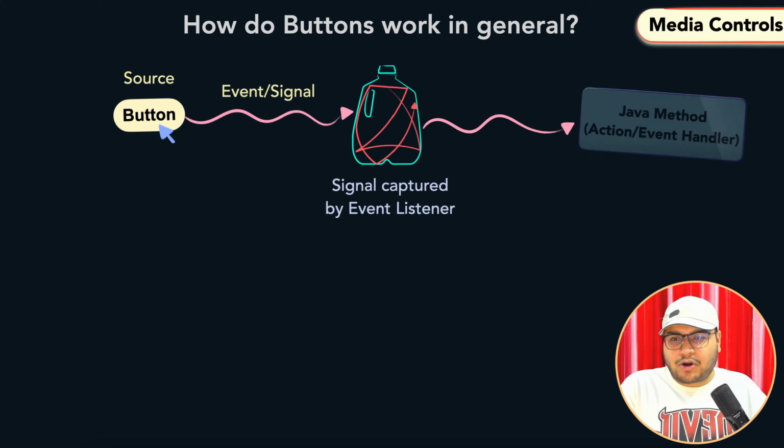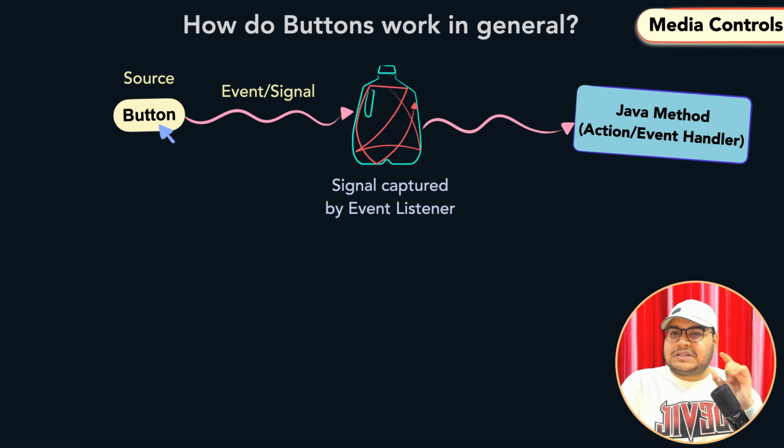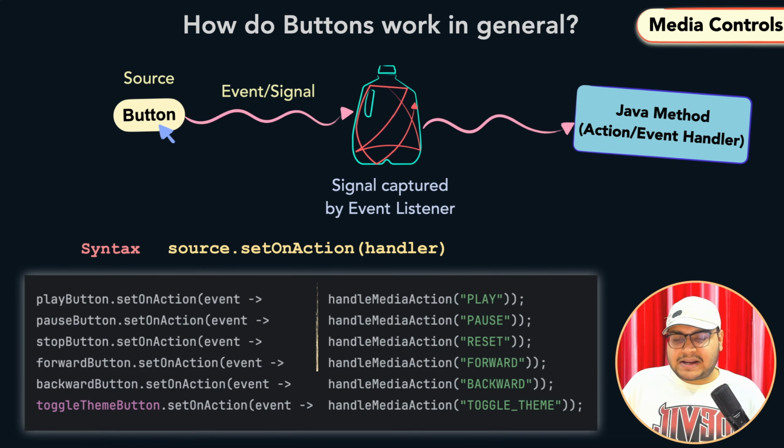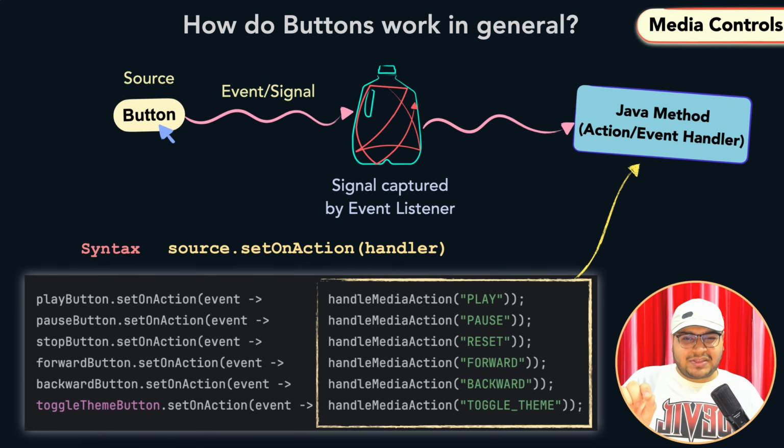The decision-making process happens through something called event handlers. These handlers are basically methods or functions that are designed to execute specific actions, like playing a video, pausing it, or jumping ahead. They are the ones that take your signal and convert it into action. In JavaFX, we link these event handlers to buttons using a method called setOnAction. In our case, all the buttons are connected to a single method called handleMediaAction.